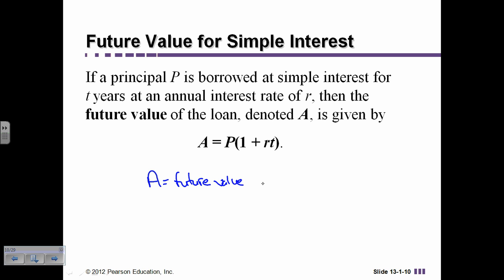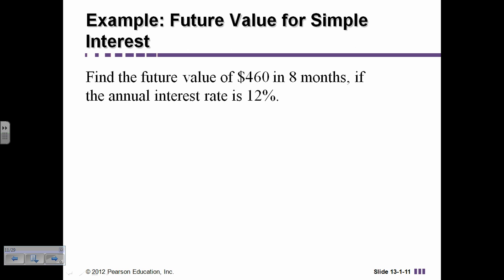And the future value is equal to the principal plus the interest. That's what the future value represents. So the future value for a simple interest. Here we said find the future value of a $460 loan that you took out for 8 months at an annual interest rate of 12%.